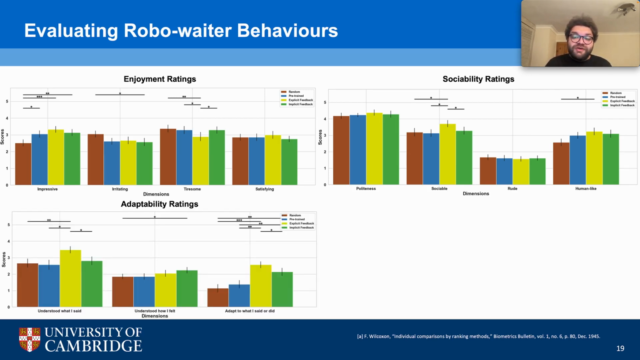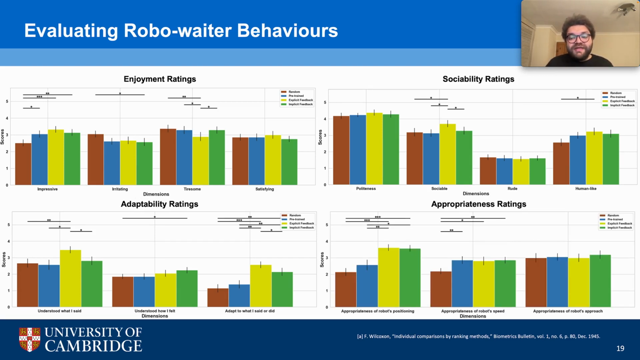Adaptability ratings show a similar trend where the explicit feedback condition seems to emerge as the most preferred condition, with the robot being rated significantly higher in terms of understanding and adapting to what the participant said. The implicit condition performs the best at understanding how the participants might have felt, fulfilling the requirement from the robot under this condition. Finally, for appropriateness ratings as well, we see the adaptive conditions performing significantly better in terms of both robot positioning and speed.